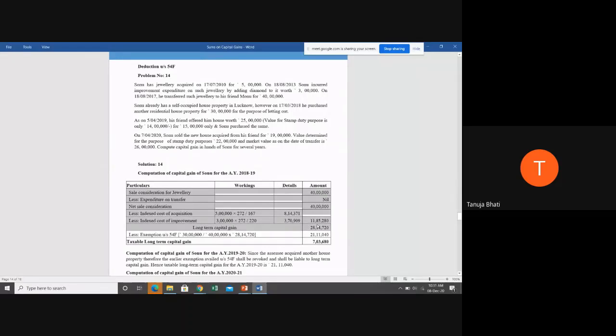Now let us see whether he is eligible for deduction or not. He is selling jewelry, so let us see whether he is investing in a residential house property to get exemption under section 54F. Sonu already has a self-occupied house property in Lucknow. However, on 17/3/2018, he purchased another residential property for 30 lakhs for the purpose of letting out. So yes, he has invested in another house property for the value of 30 lakhs.